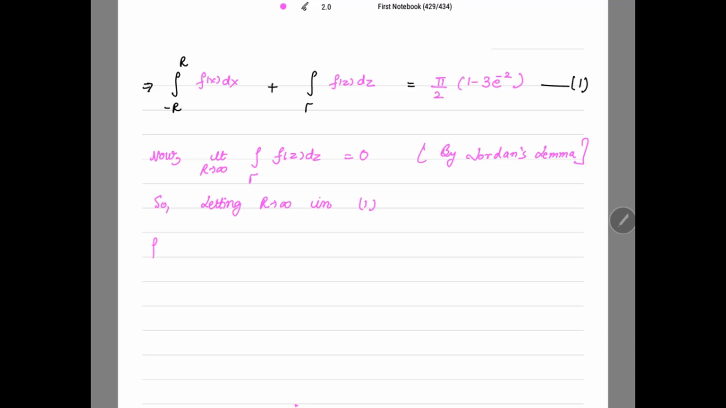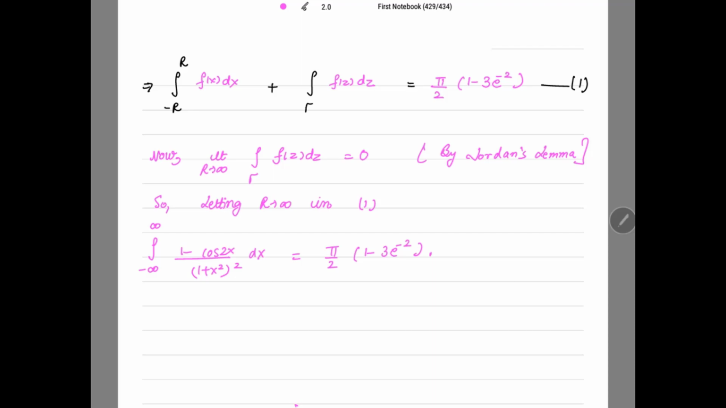So this is minus infinity to plus infinity, writing the value for f(x) as (1 minus cos of 2x) over (1 plus x square) whole square dx. The second integral is 0 by Jordan's lemma. So this is equal to pi by 2 times (1 minus 3 e to the power minus 2).